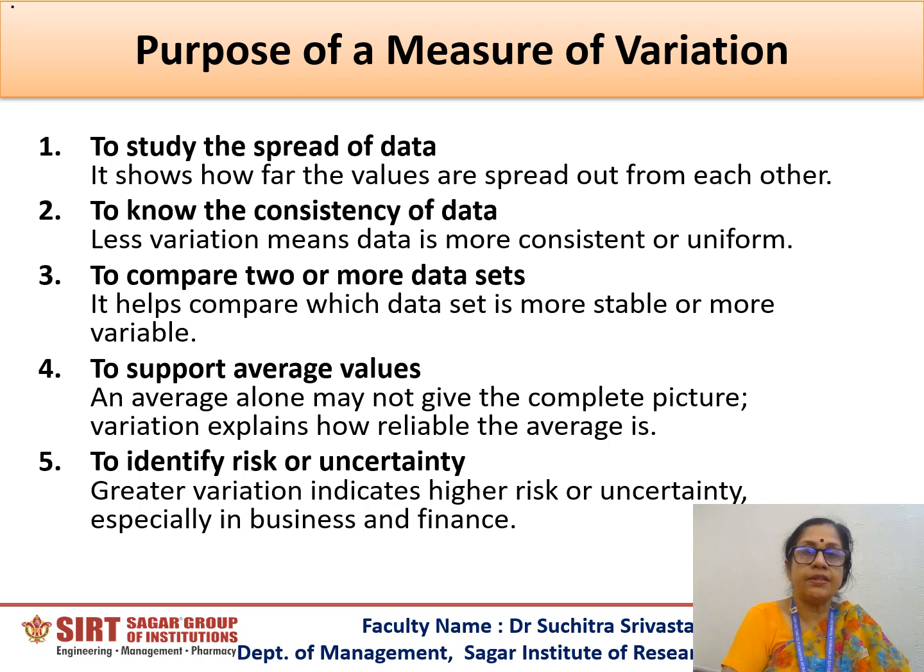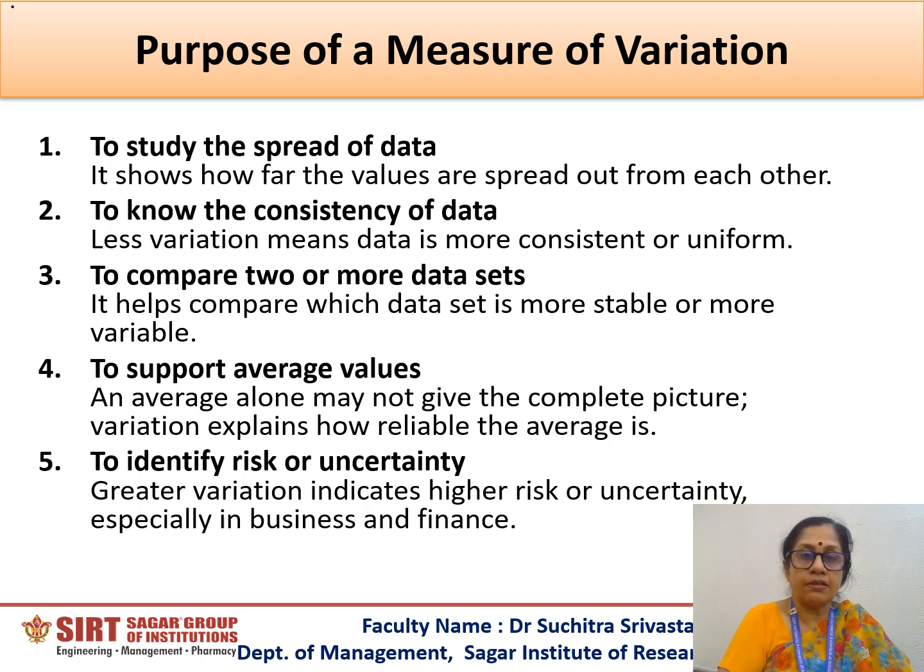Let us now understand the purpose of a measure of variation. First is to study the spread of the data. So basically a measure of central tendency gives us one representative value and a measure of variation tells us how these values are spread out in the distribution. Second, to know the consistency of data. Third, to compare two or more data sets. Fourth, to support the average values. So basically it gives us a clearer picture about the distribution.